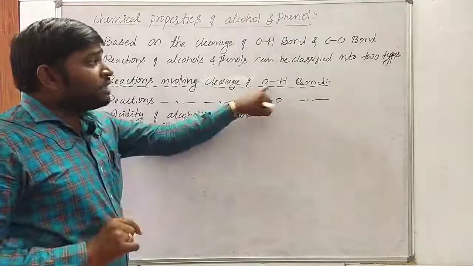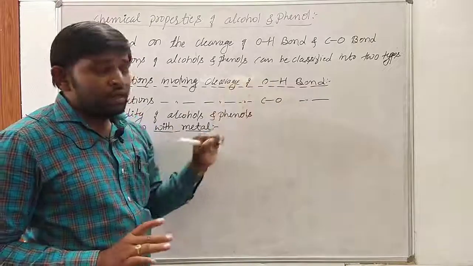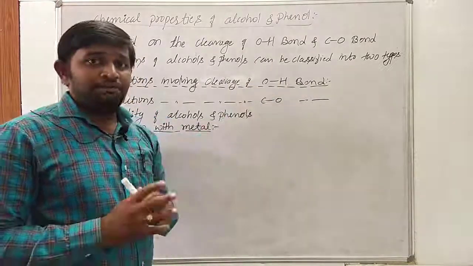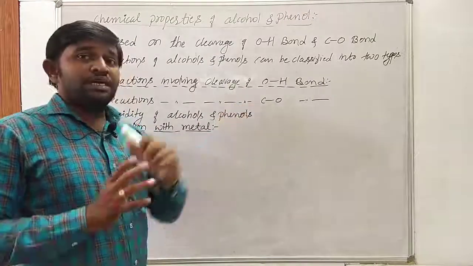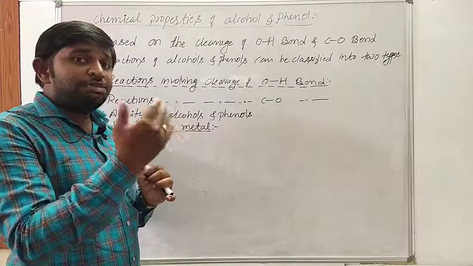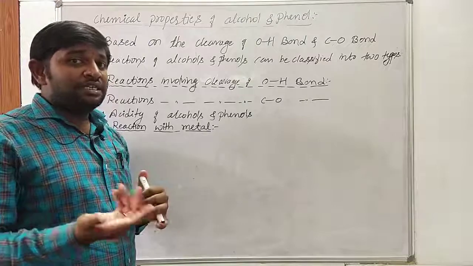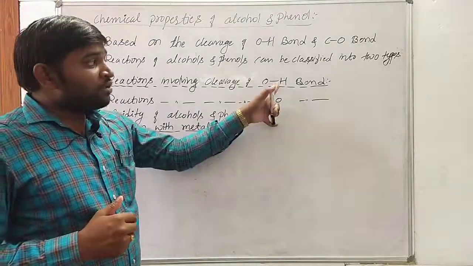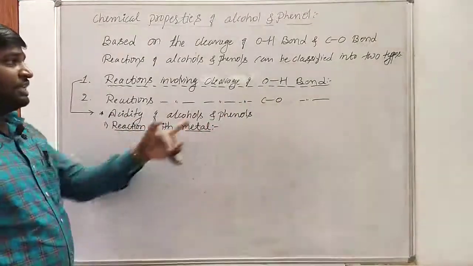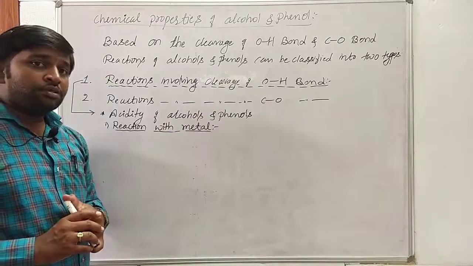Here, the cleavage of the OH bond means that after cleavage of this O and H bond, the release of the H element takes place, that is, the H plus ion. The release of the H plus ion is called acidity. The H plus is the acidic proton. The release of the acidic proton is nothing but acidity. So that's why these alcohols are acidic in nature. Let us discuss some chemical reactions of the acidic nature of alcohols and phenols by cleavage of the OH bond.